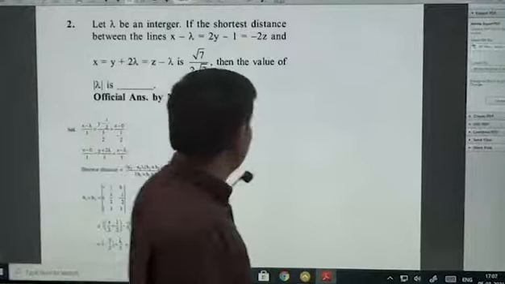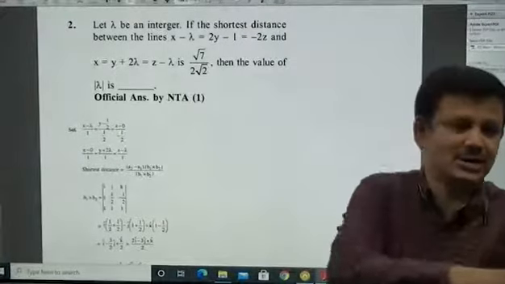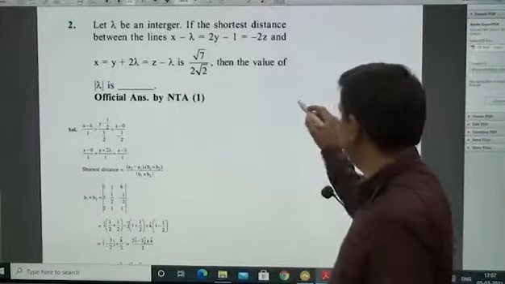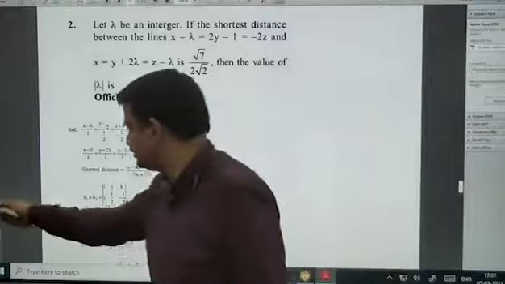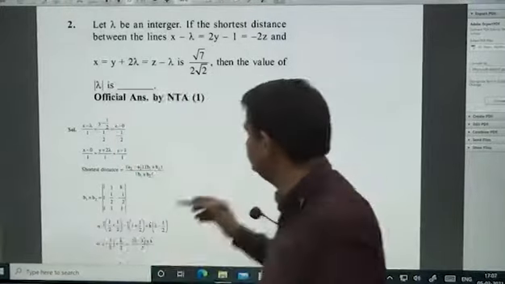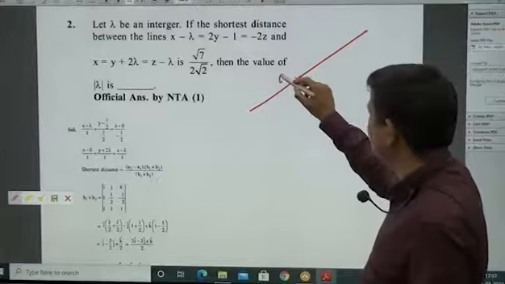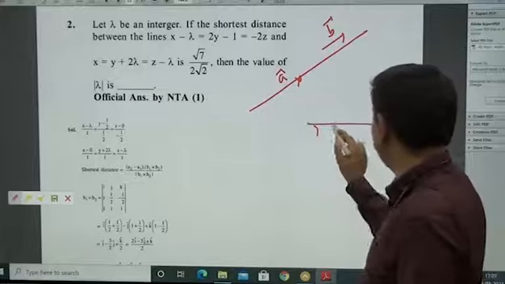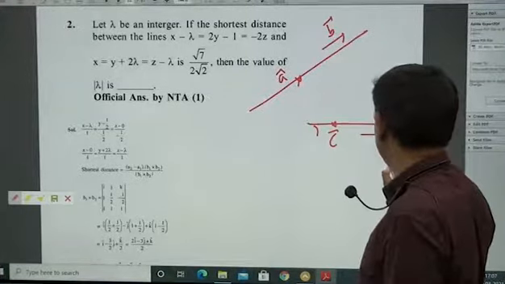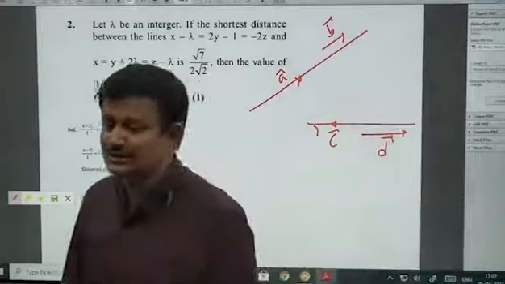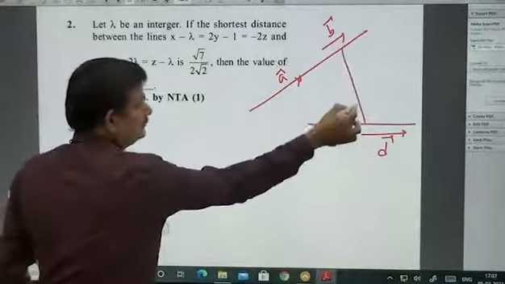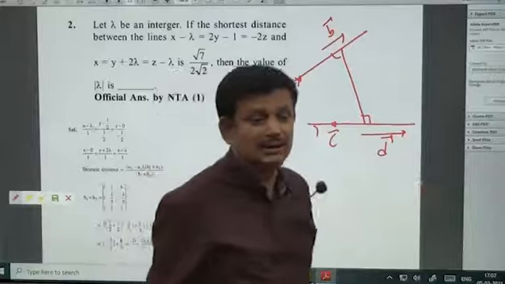Shortest distance between two lines, which we discussed just at the start, will always be along the common normal. So what is the formula? Shortest distance is always better to do in vectors. If you have a line passing through a point A and parallel to vector B, and another line skew to it passing through the point C and parallel to vector D, the shortest distance will be along the common normal. The common normal will be B cross D, perpendicular to B bar and to D bar.